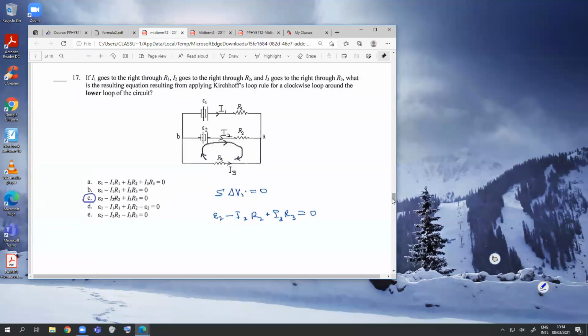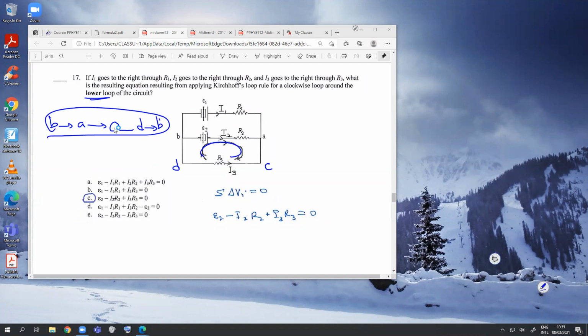Here there are no numbers. You are just asked to write the expression for the loop rule for the lower circuit. It says lower loop of the circuit. So if I put some letters B, A, C, D, I'm going to take the loop from B to A to C to D and back to B. B, A, C, D, B.